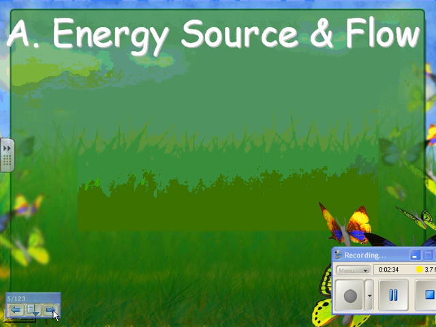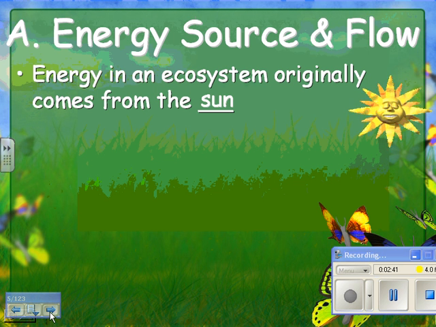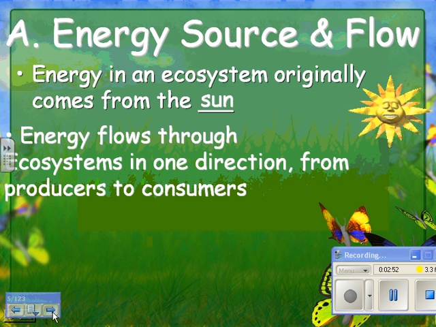So we're going to talk about energy source and flow. Energy in an ecosystem originally comes from the sun. Isn't that cute? There are a couple of very small ecosystems on the planet where the energy doesn't come from the sun. It will come from the thermal vents in the ocean, for example. But almost all of our ecosystems are really based on the sun, so that's what you need to know. Energy flows through ecosystems in one direction from producers to consumers. So the producers use the sunlight to make ATP and then glucose. And then consumers will eat the producers, and then other consumers will eat the other consumers.